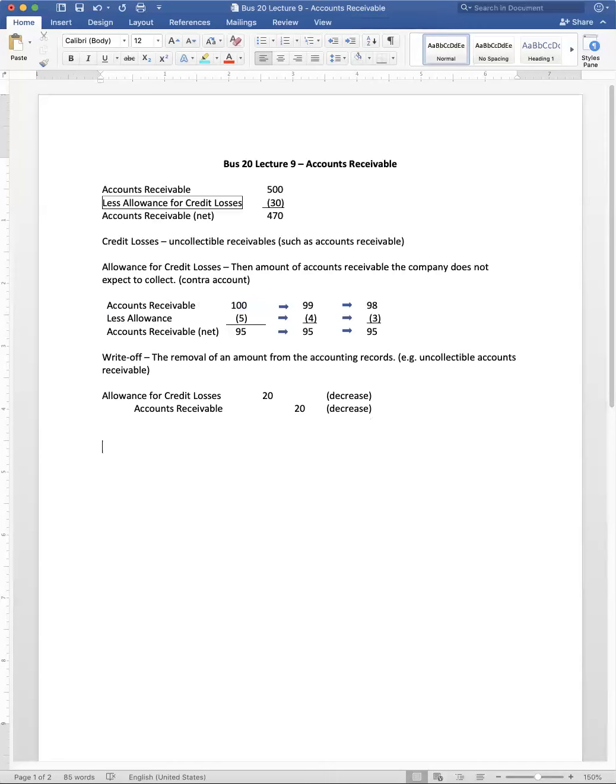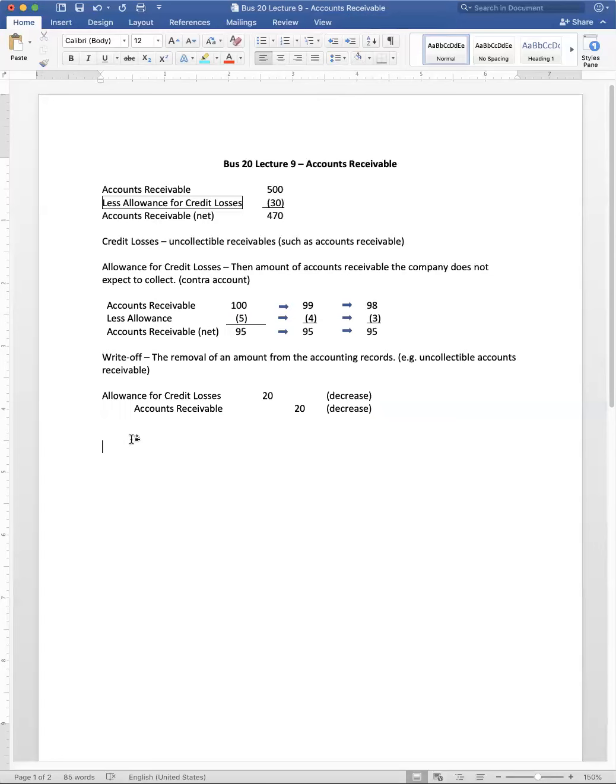Okay, so that's essentially how receivables work. We estimate at year end how much we think we will not collect. And then the following year, as we actually find out who won't pay us, we do the write-offs. So the only thing I haven't shown you is how we get this $5 here in the first place. What do we actually have to do?